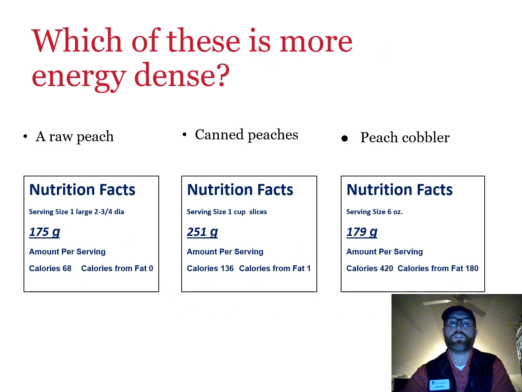Now let's look at these nutrition labels real quick. Here are 3 different ways that a peach can be eaten. Based on what we talked about on the last slide about identifying foods quickly that have a high energy density, which of these 3 ways to eat a peach will have the highest energy density? I'll give you 15 seconds to look these 3 foods over before we move on to the next slide.